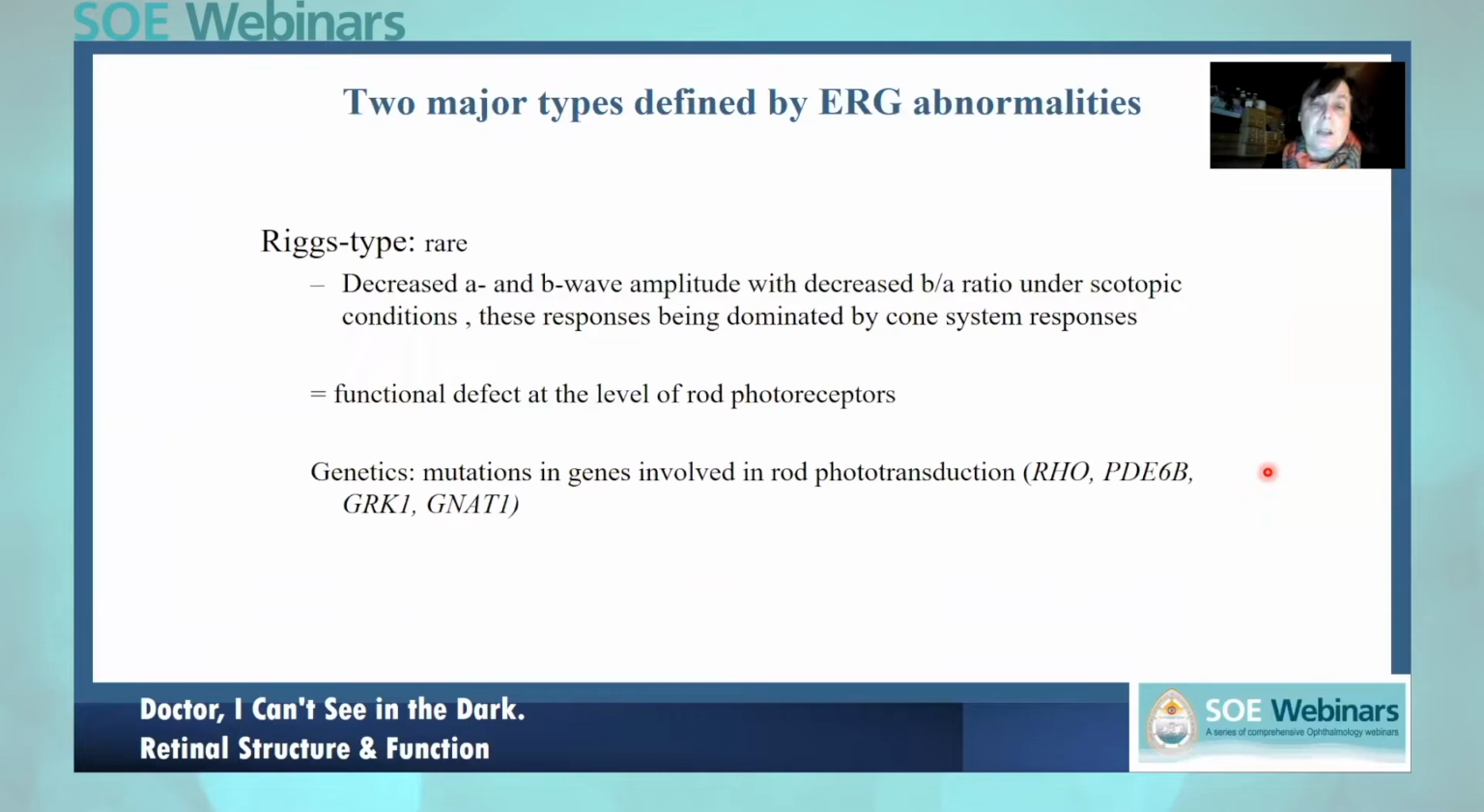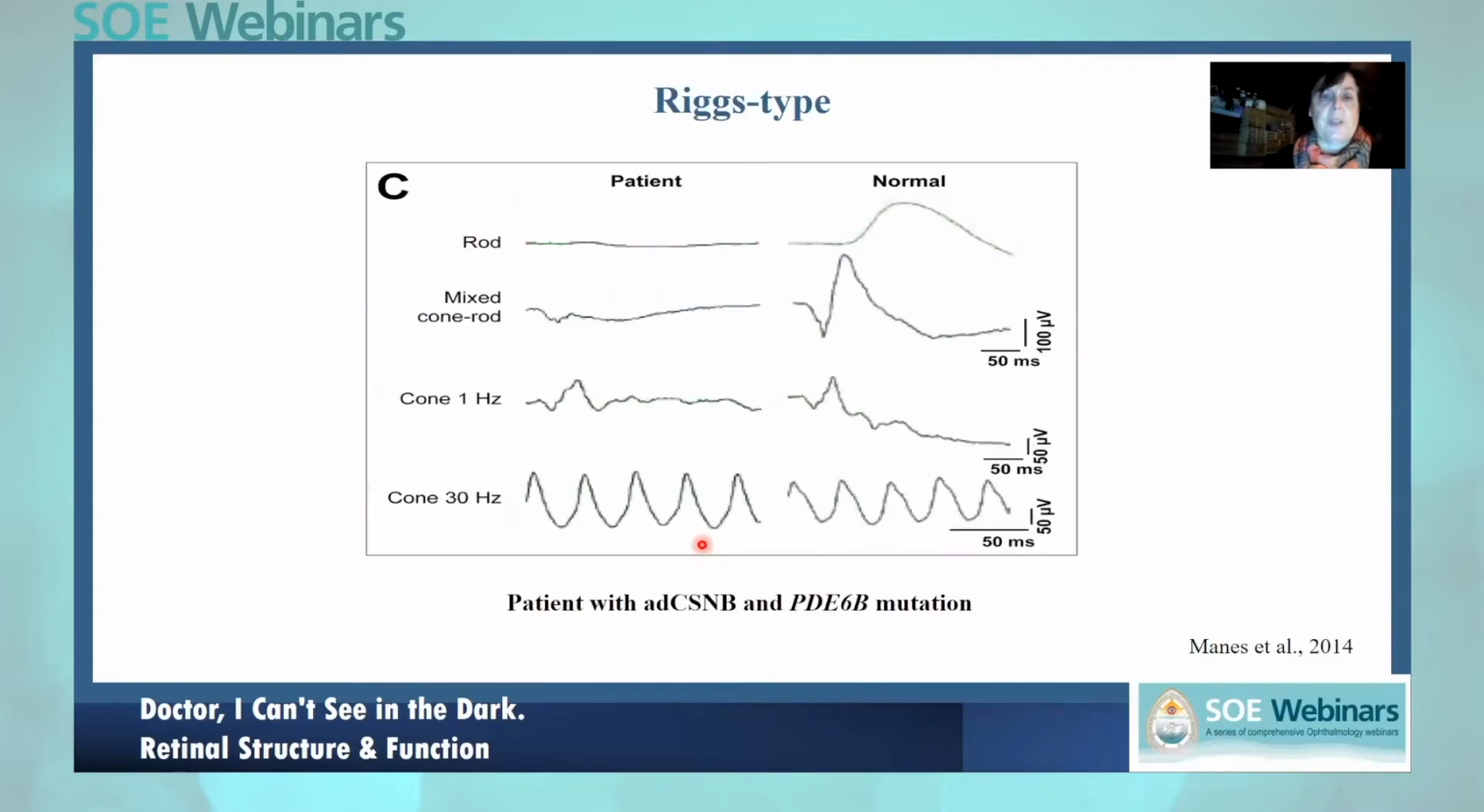Besides this Schubert-Bornschein type of CSNB, there's another type. It's the Riggs type, which is by far the least common and least characterized. In these cases, the primary defect is in the rod photoreceptors. So on the full field ERG under dark adaptation condition, there will be a decrease in both A and B wave amplitude, and most of the proteins involved in this Riggs type of CSNB are actually implicated in the phototransduction cascade of rod photoreceptors. This is an example of the ERG that you can get.